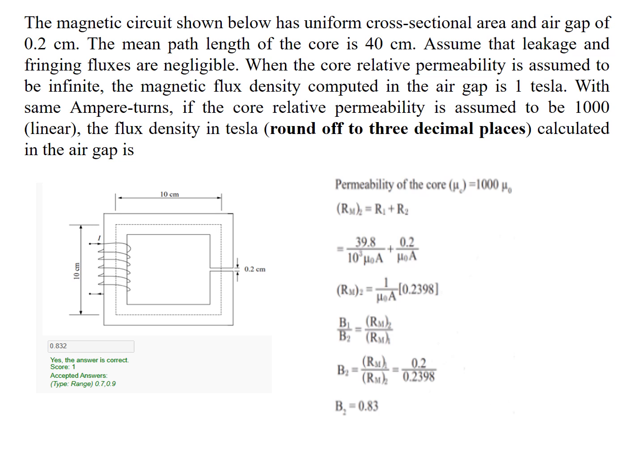So using this relationship, we come to know that Rm2 is equal to 1 upon mu 0 A, and solving these numbers it is equal to 0.2398. Now using the relation between B1 and B2, B1 upon B2 is equal to Rm2 upon Rm1. So putting the values in the equation, finally we will get B2 is equal to 0.83.